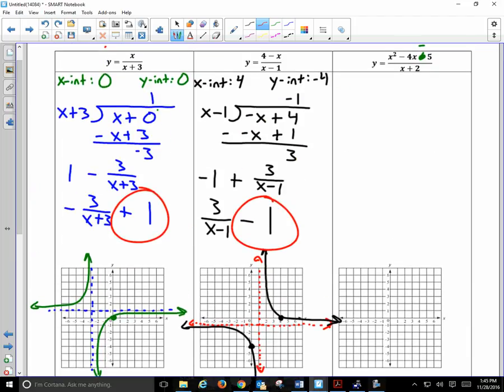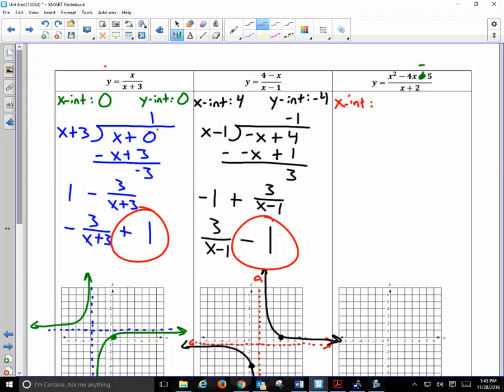Let's find the X-Intercept. The X-Intercept we find by setting the top equal to 0. Top is equal to 0 at, it factors, I have x minus 5 times x plus 1. So X-Intercepts of 5 and -1. I have a Y-Intercept. I plug in 0 for x, and I get -5 over 2. Yep, -5 halves. I can mark those points.